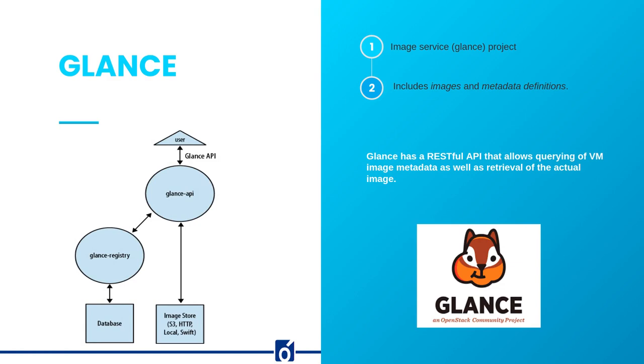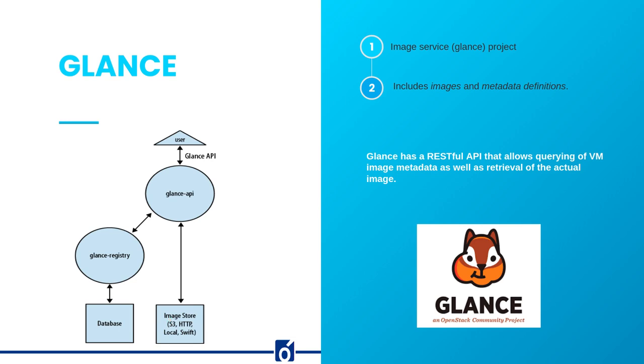Then we have Glance. Basically, it's an image service project, including images and metadata. Glance has a RESTful API that allows querying of VM image metadata as well as retrieval of the actual image. In the diagram, you can see that a user hits the Glance API. For example, if you want to check if we have an Ubuntu image, it basically gets the Glance registry and checks the database for the metadata. If the metadata is found for the image, then the user requests that particular image, and it pulls that image from the image store.